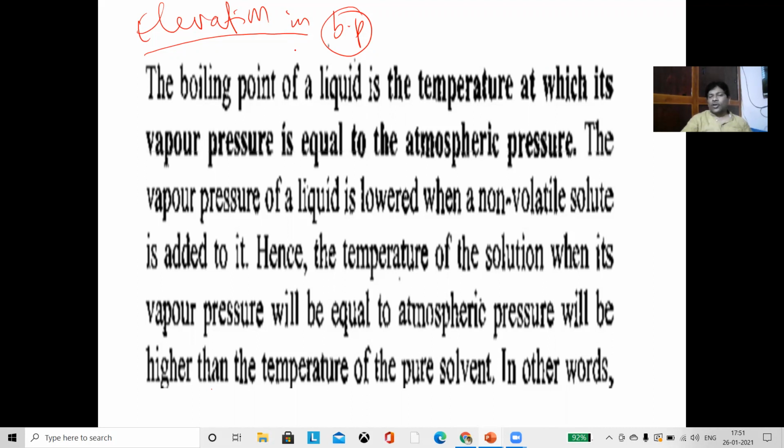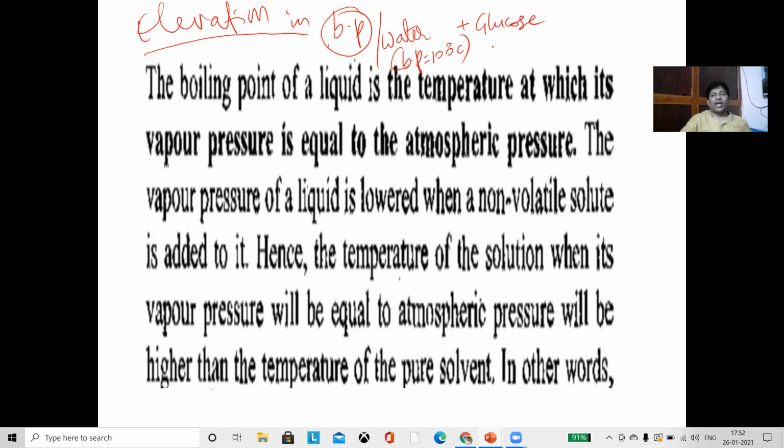Suppose you take water. Water is a volatile solvent. To this volatile solvent, suppose we add a non-volatile solute such as glucose. In that case, what happens? The boiling point of the solvent increases. Now the glucose solution formed will have a higher boiling point than the pure water. Understood? So in this example, suppose we take water. What is the boiling point of water? The boiling point of water is 100 degrees Celsius. We know this.